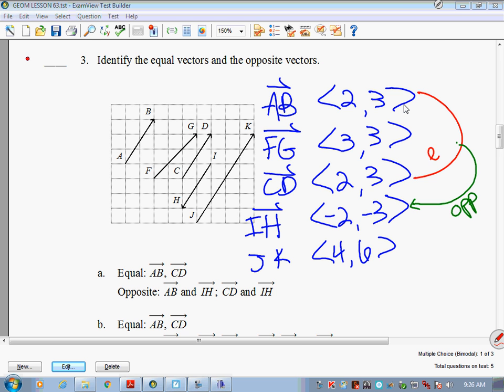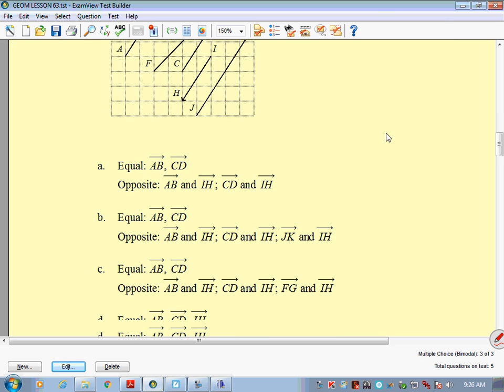Okay, equal and opposite. Okay? 2, 3 is opposite of -2, -3. It has the same distance, but the opposite direction. Okay?